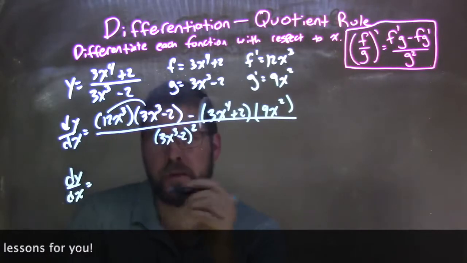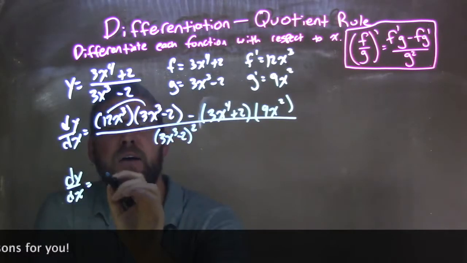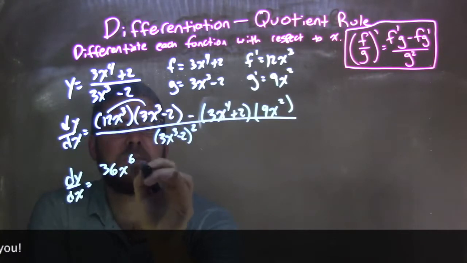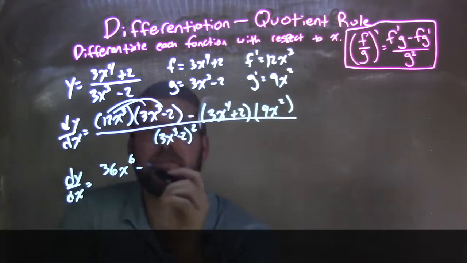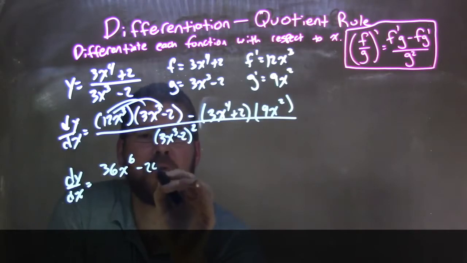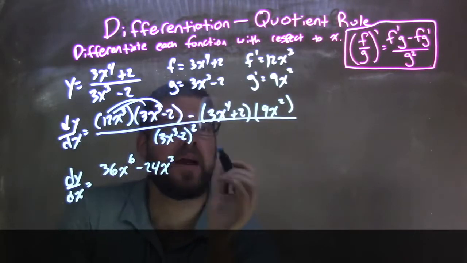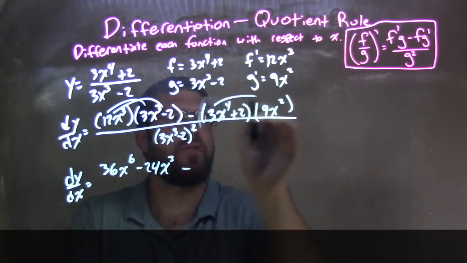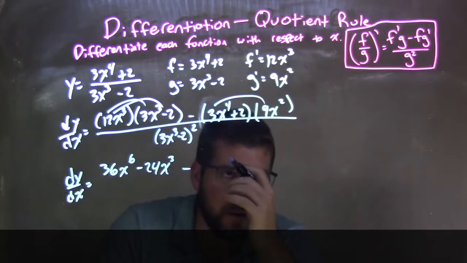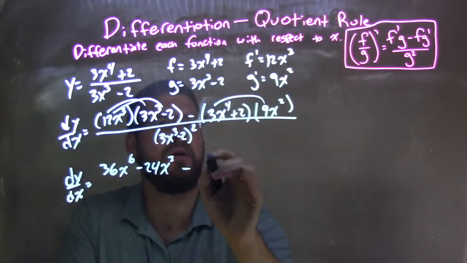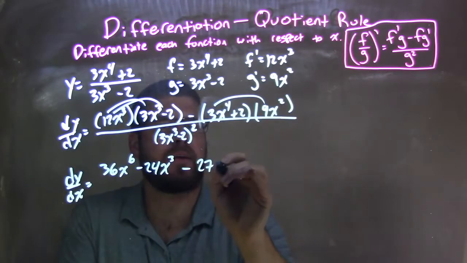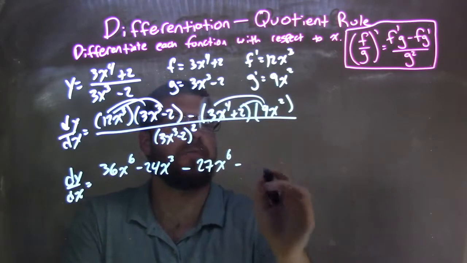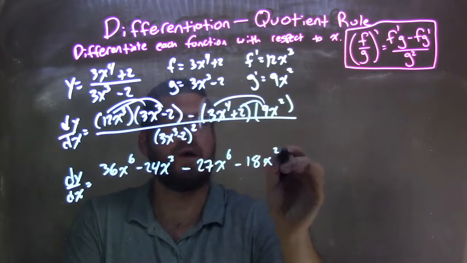12x to the 3rd times 3x to the 3rd gives us 36x, add the exponent, to the 6th power, minus 12x to the 3rd times negative 2 is a negative 24x to the 3rd. Now make sure we distribute this minus sign to both parts. Minus, well, 3x to the 4th times 9. 3 times 9 is 27. So we have subtracting 27x to the 6th power. Then minus again 2 times 9, which is 18x squared.